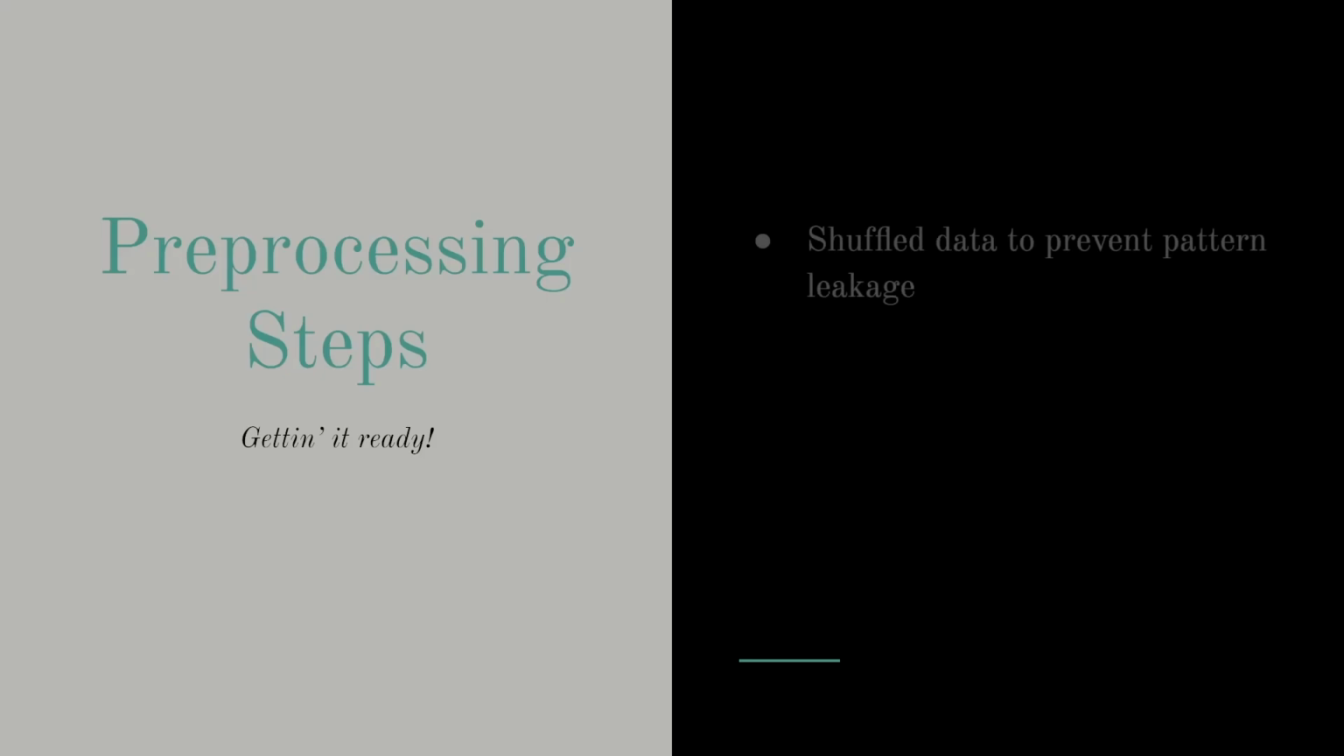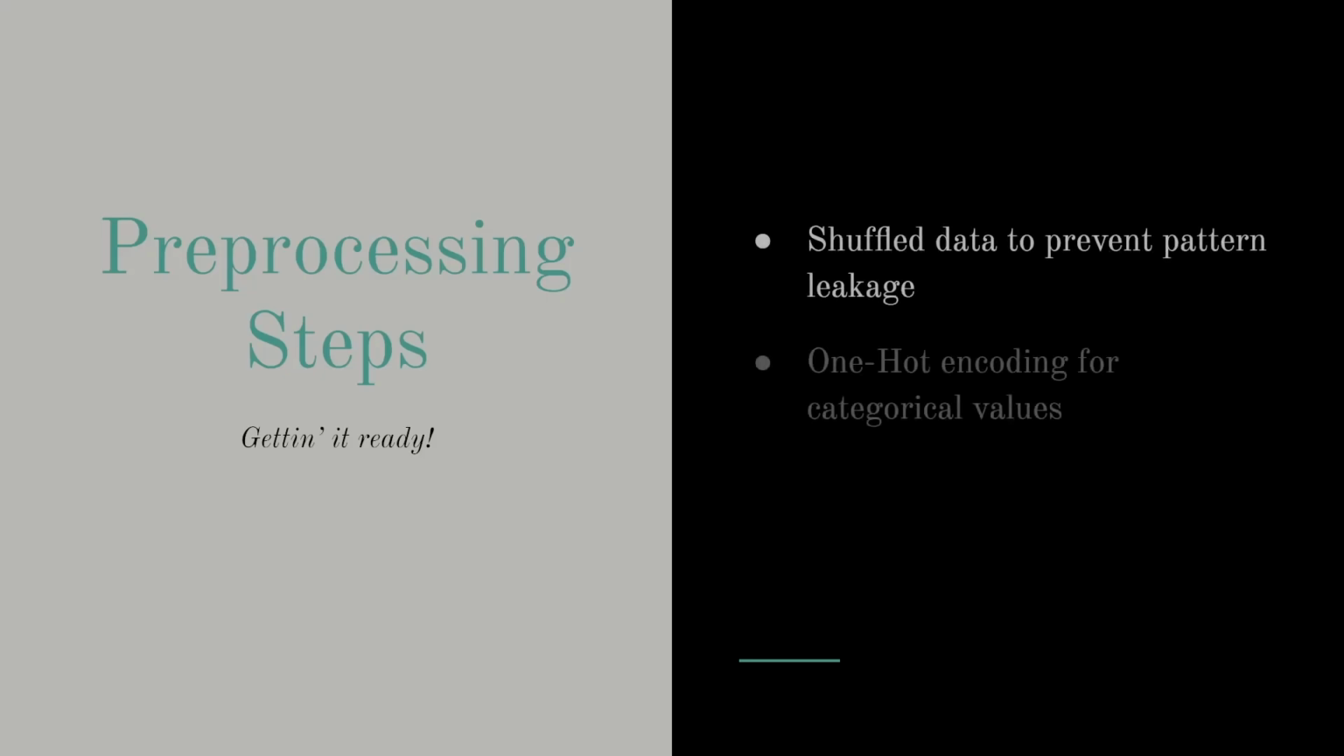So to prepare the data, we had to perform some pre-processing steps. We first shuffled the data to prevent pattern leakage. Then we performed one hot encoding for categorical values, and then we standardized the numerical features, so that the model considers all the data in a familiar unit.